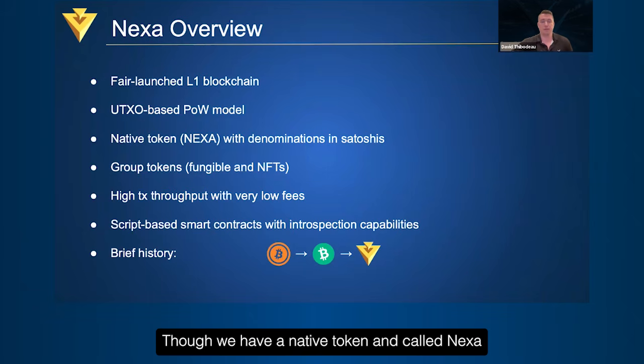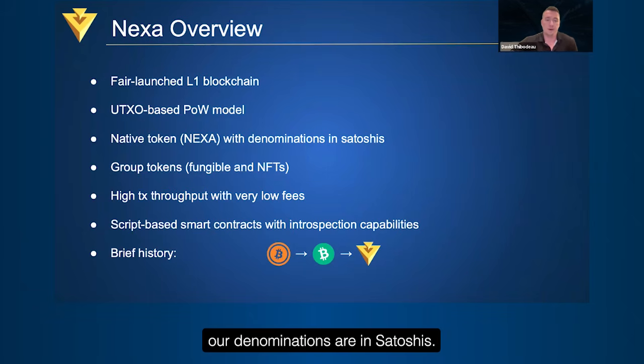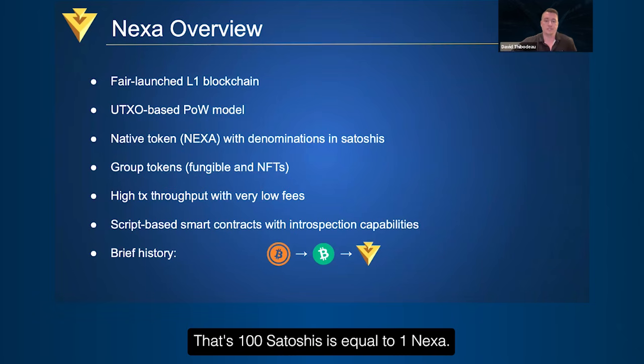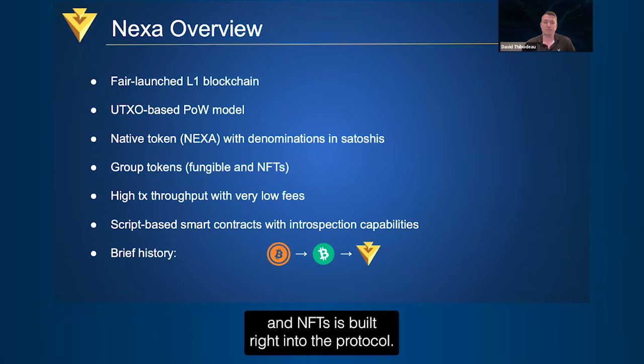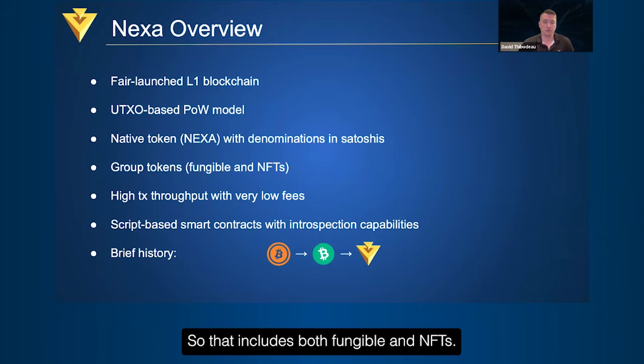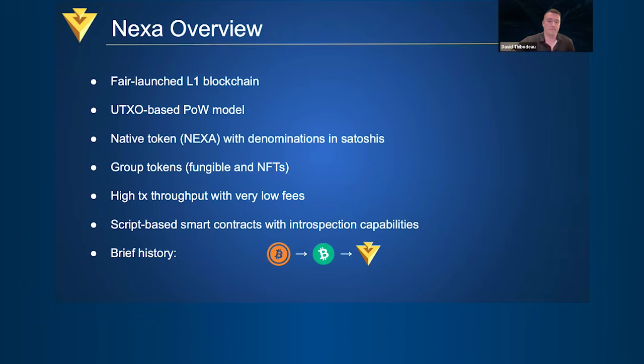We have a native token called Nexa. Our denominations are in Satoshis. That's 100 Satoshis is equal to one Nexa. We also include group tokens. Native issuance for those group tokens and NFTs is built right into the protocol. So that includes both fungible and NFTs.